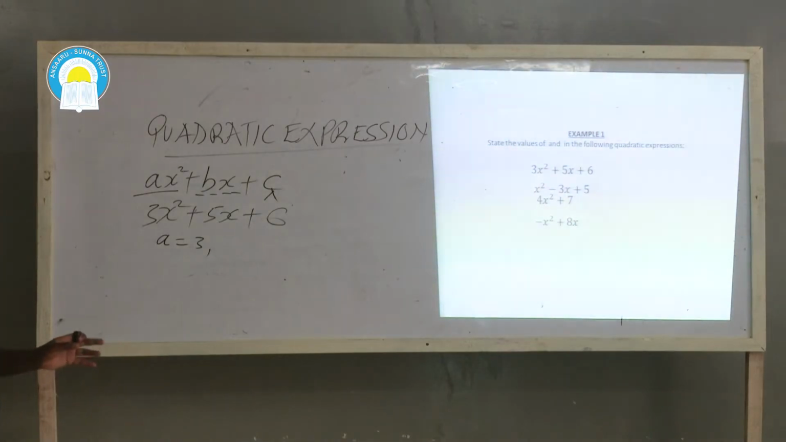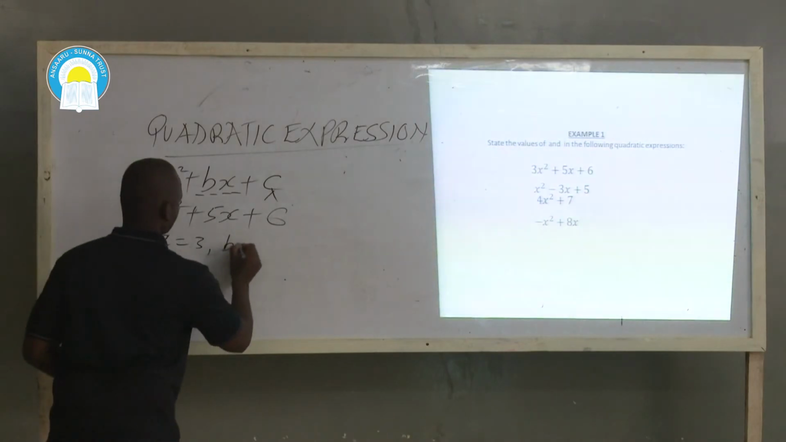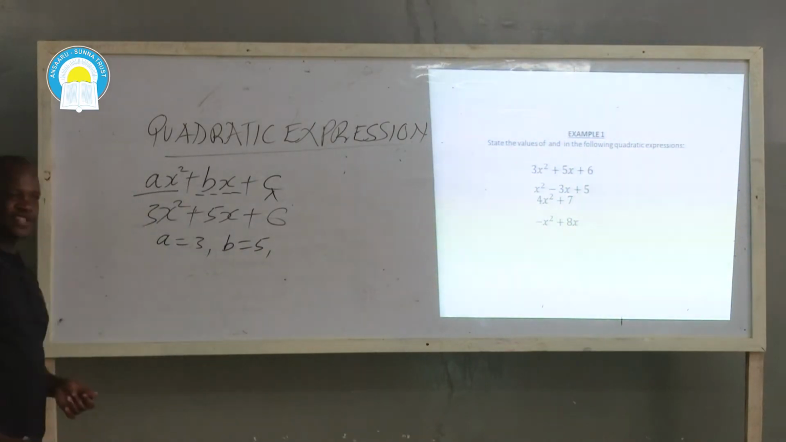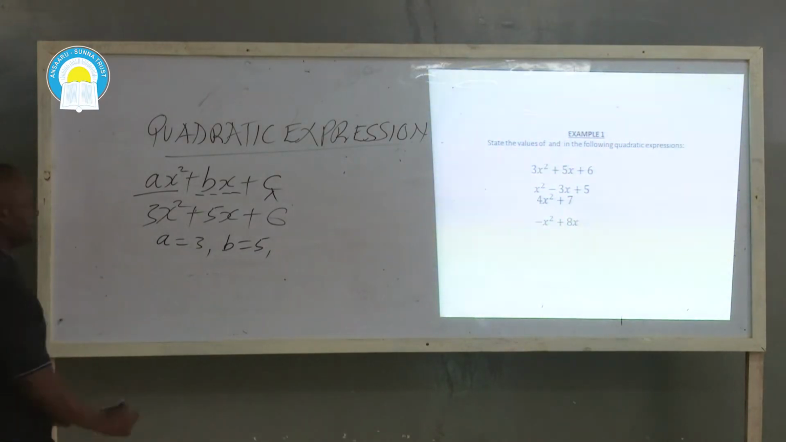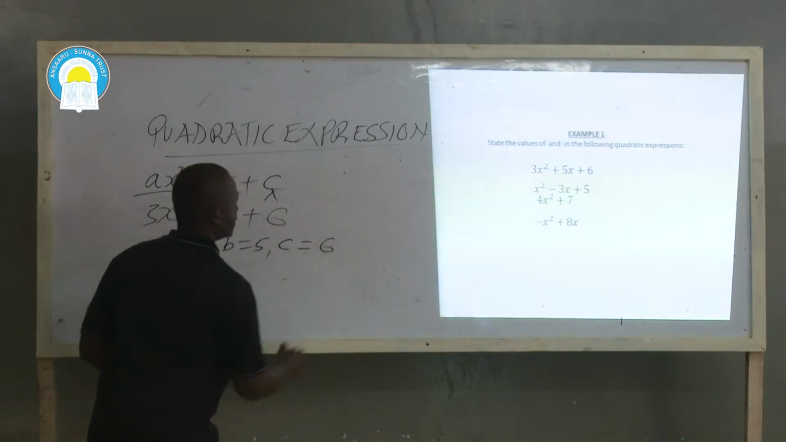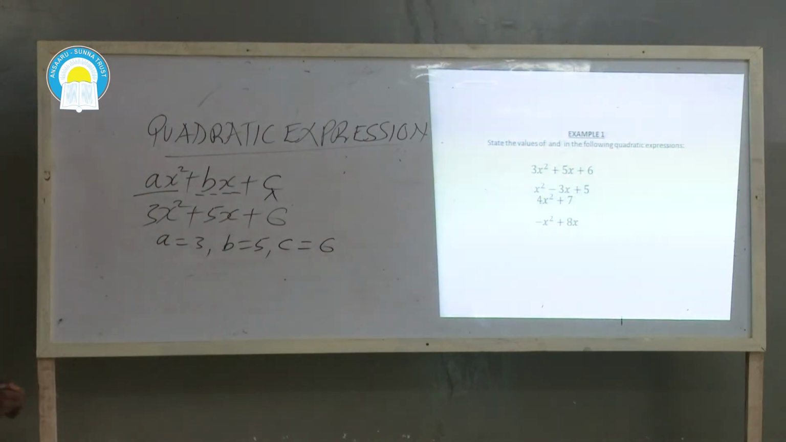What about our b? b is the coefficient of the linear x. In this case, our b is 5. Now, what about our c? Our c is the term which is not attached to any x. In this case, 6 qualifies to be our c. Now, with this example, I can term it a simple one. Now, I want to look at what I can call more complex and see how well we can do.